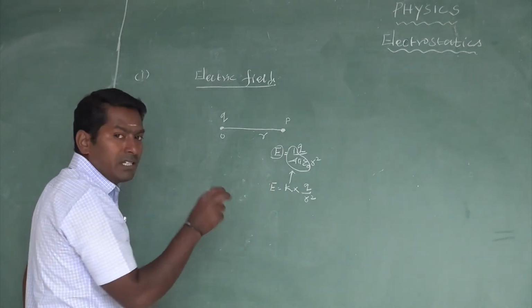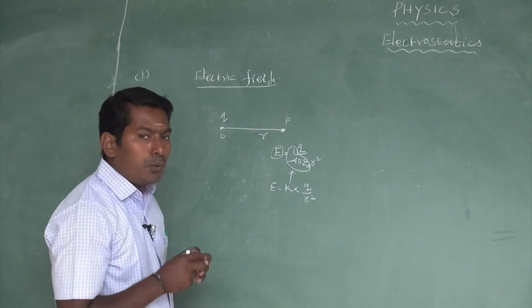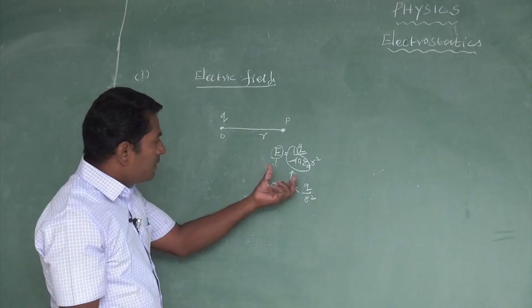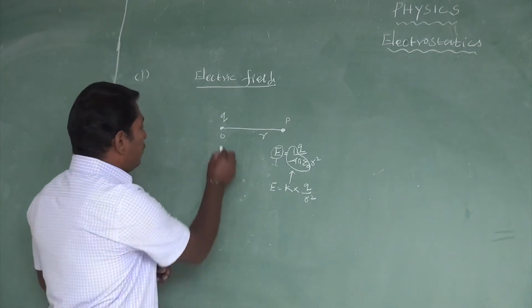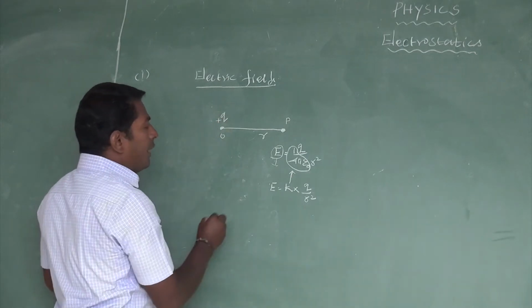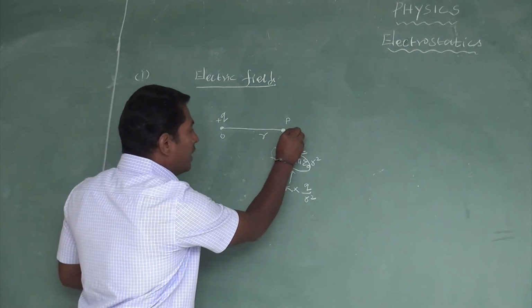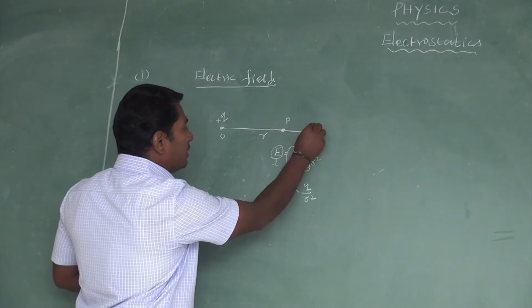Electric field is a vector quantity; it has both magnitude and direction. The magnitude of the electric field can be calculated by this expression, but for the direction of the electric field produced by the positive point charge at this point P, the direction of the electric field is away from the point charge.